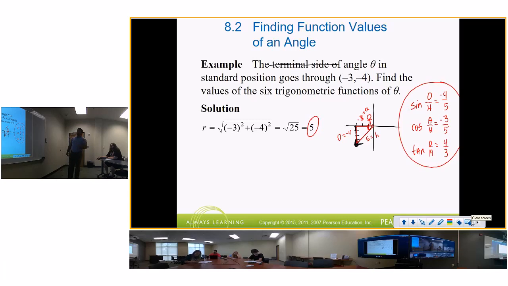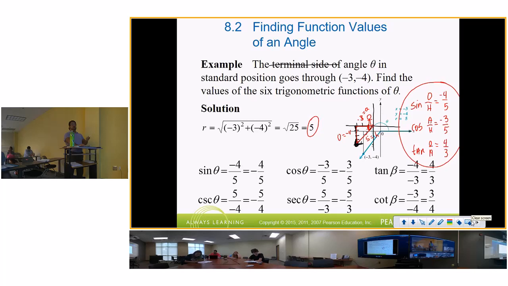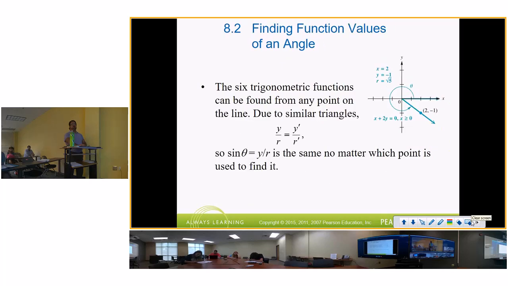Questions so far? No. Okay. So everybody's good with that. Everybody pretty much remembers that from a long time ago. Okay? Yeah, there we go. Just check my sine, cosine, and tangent. -4/5, -3/5, and 4/3. And you feel good about yourself.